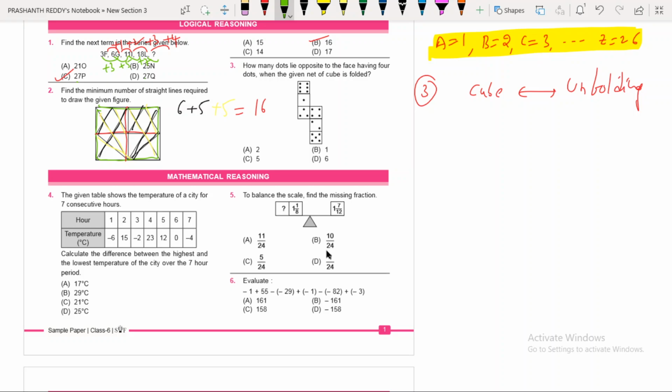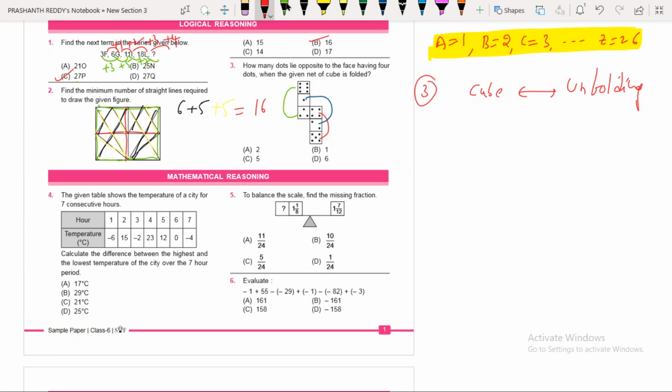In the coming days I am going to teach you, no issue, because all sample papers have them. So this side and this side are opposite to each other, then this and this are opposite to each other, and finally this and this are opposite to each other. I hope you understood. And now for this, observe here, 4 and 5 dots are opposite to each other.